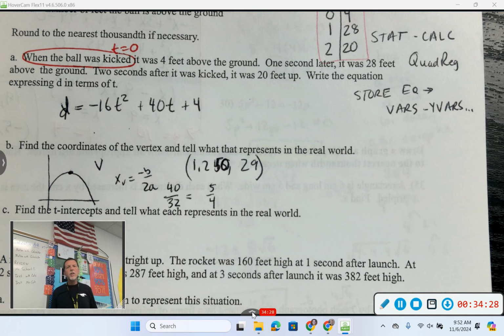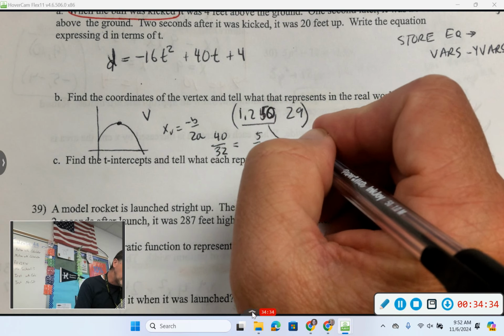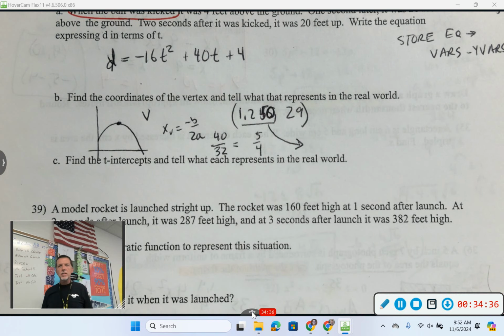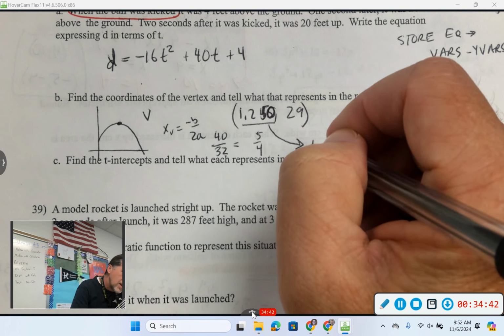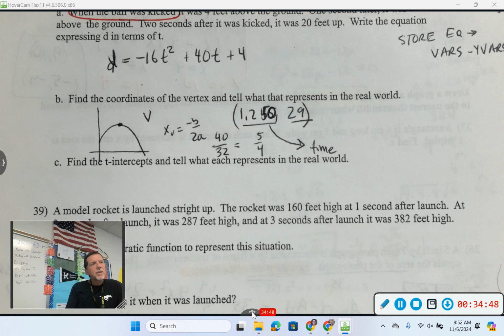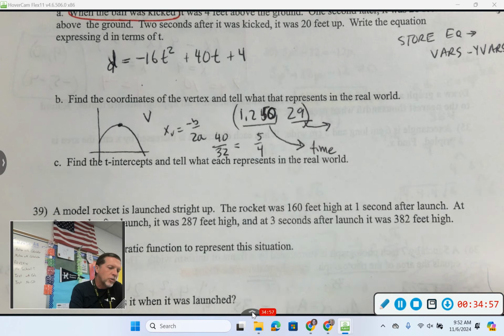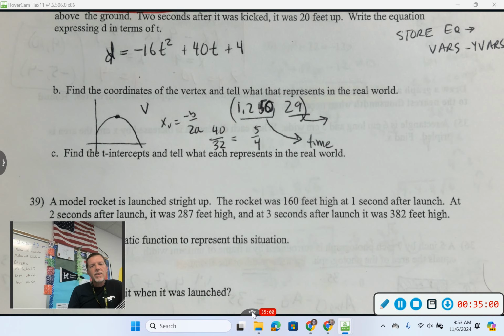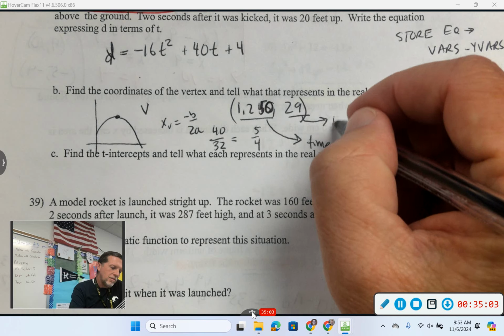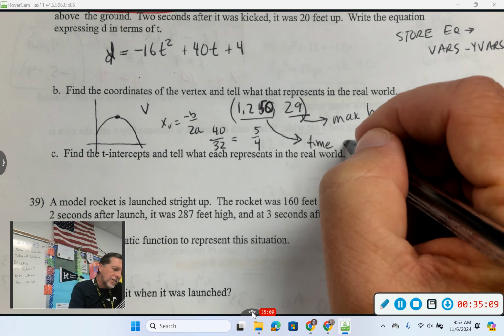That is definitely 5/4. But the second part of this question is, what does that mean? So what is 1.25 in the real world? That's the time. Time of what? I mean, it's the time of the vertex, but what's the vertex in the real world? Maybe we should answer 29 first. What's 29? That's the maximum height. And so 1.25 is the time of the maximum height.